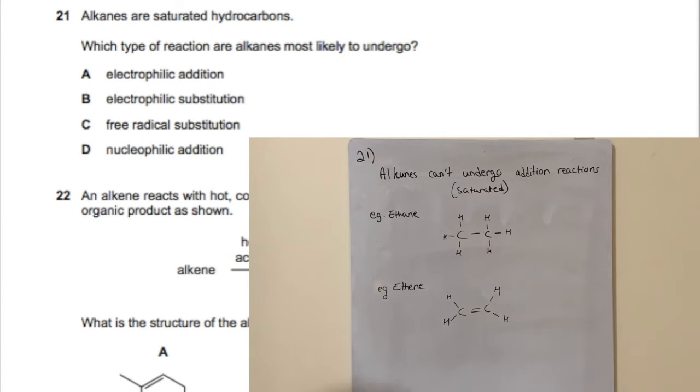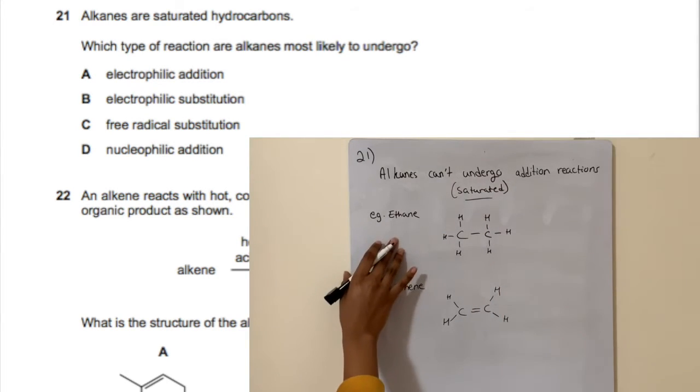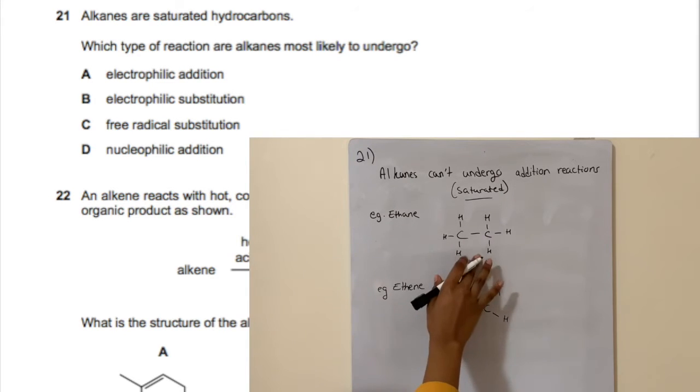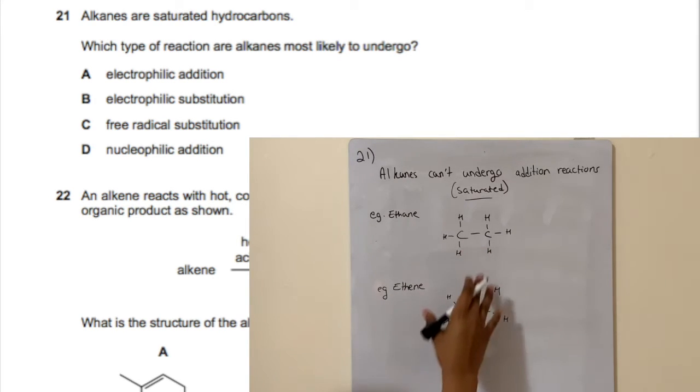Question, they told us that alkanes are saturated hydrocarbons, right? They're saturated, even though you should know this without them actually telling you. And this is an example of an alkane. So this is ethane, it has 2 carbons, and it's saturated, meaning that all the bonds are taken up.